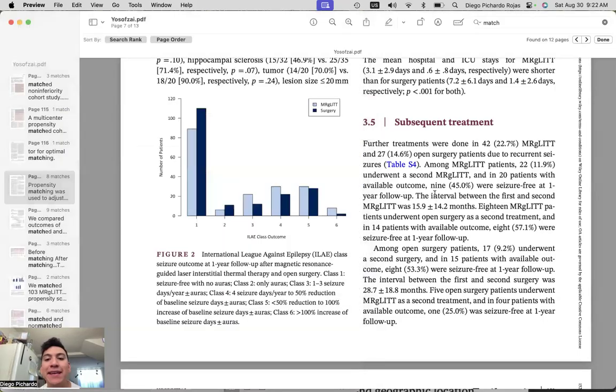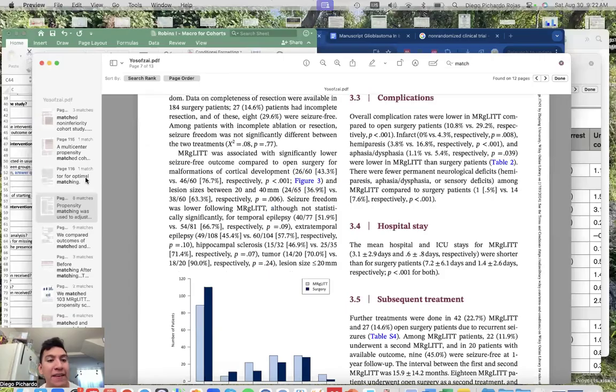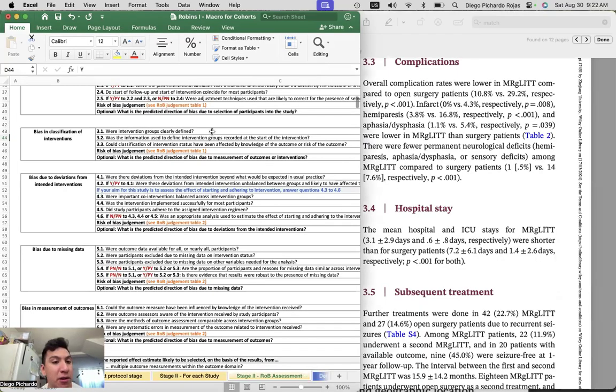Like, oh, if they say, after surgery, we're going to evaluate this and this. As long as before the surgery they know what they're looking for, this is a pretty low risk of bias. All right. So we're going to put, yes, they did specifically state what they were looking for.